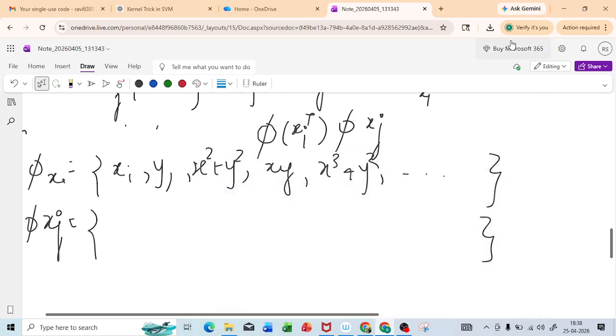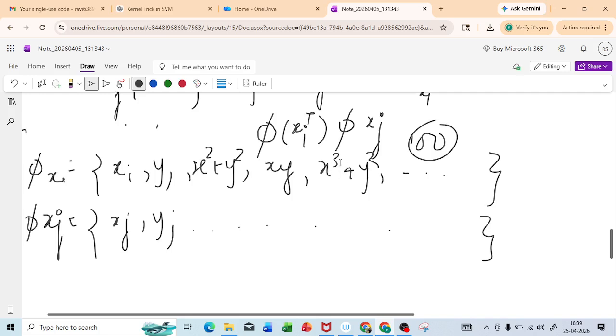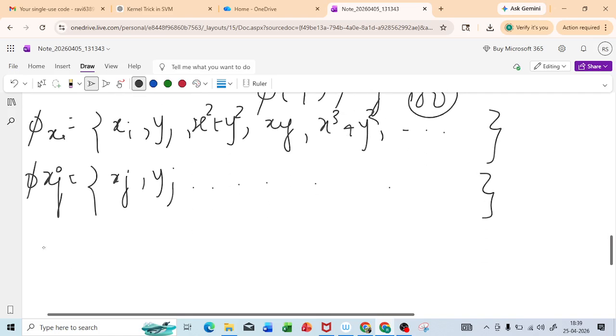Okay, let's resume. As I was saying, we have this xj, and phi of xj would also be written as something like xj, then yj, and all these other features. Now imagine if we have 100 such features and 1000 such points. Just imagine the storage we would need. And not only do we need to store them, we also need to calculate the dot product of that. So there would be a lot of overhead.